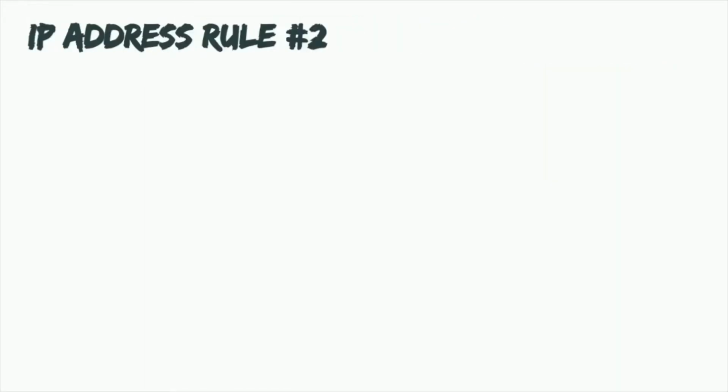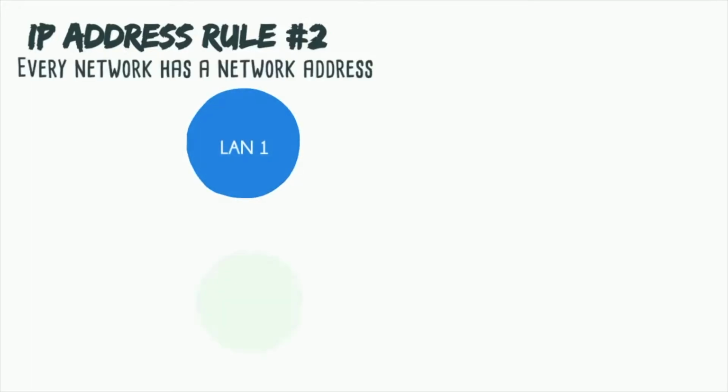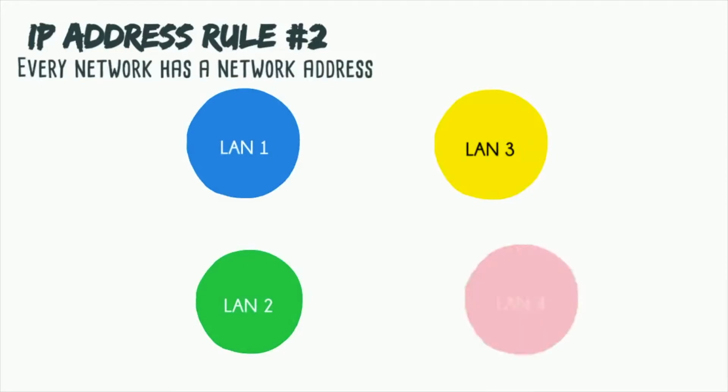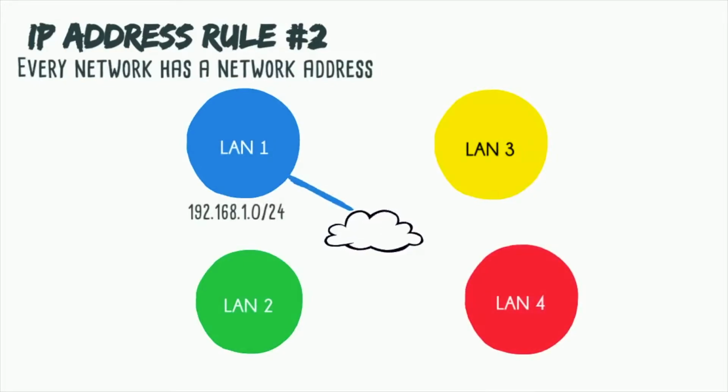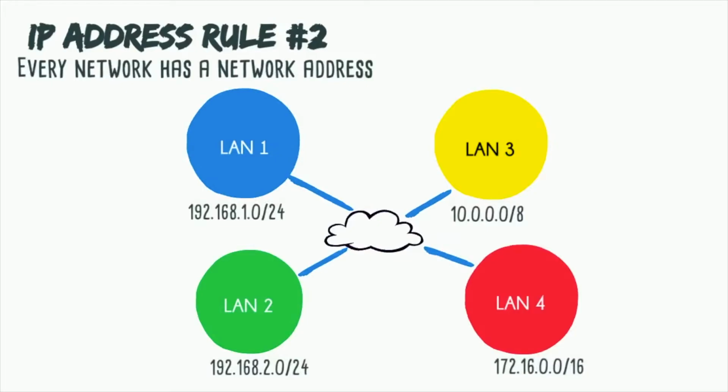Now let's move on to the next IP rule. The second IP rule states that every network needs a network address so that it can be reachable from other networks. The addresses you see here are network addresses. So firstly, we will understand why the network address is important for data communication. Then, we will learn how to find out the network address for private networks.